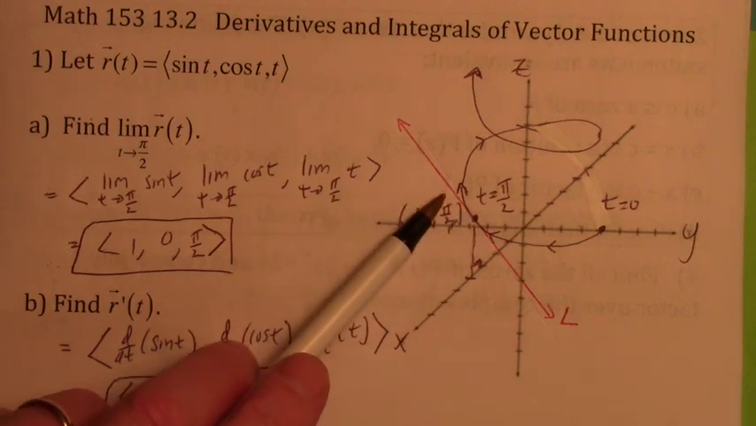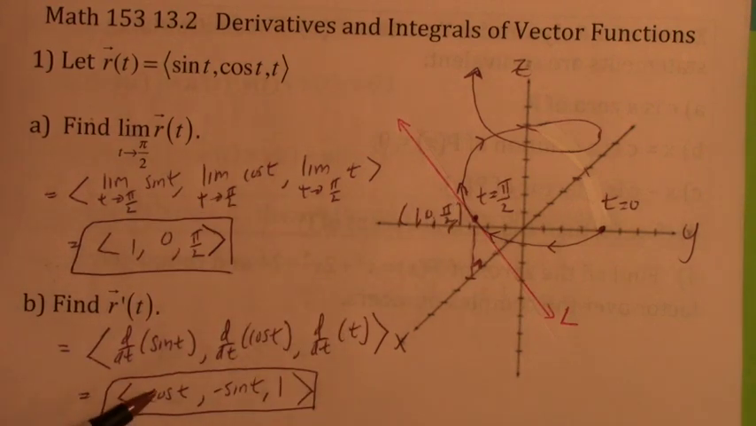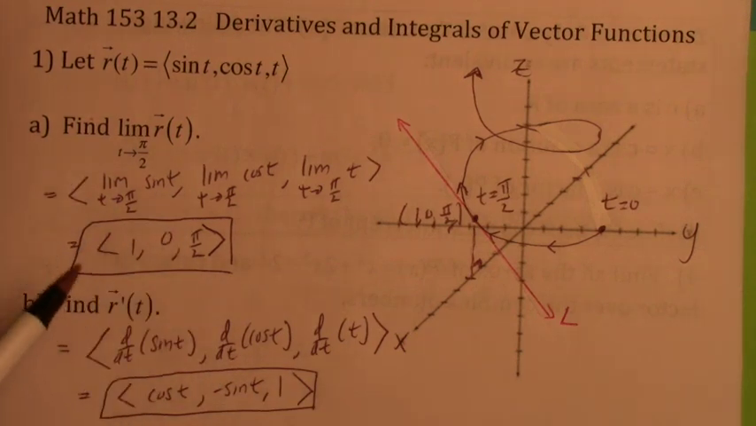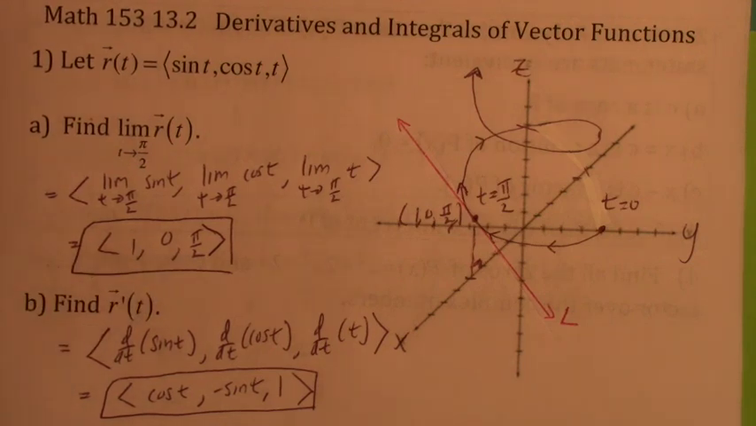So if you wanted to find the parametric equations or the vector equation for the tangent line, all you'd have to do would be to take this vector, r prime of t, plug in pi over 2 for t, and you'd have the direction vector for the line. Then you would use the point at pi over 2, (1, 0, pi over 2), for your point, and you could get the vector function for the tangent line, right?